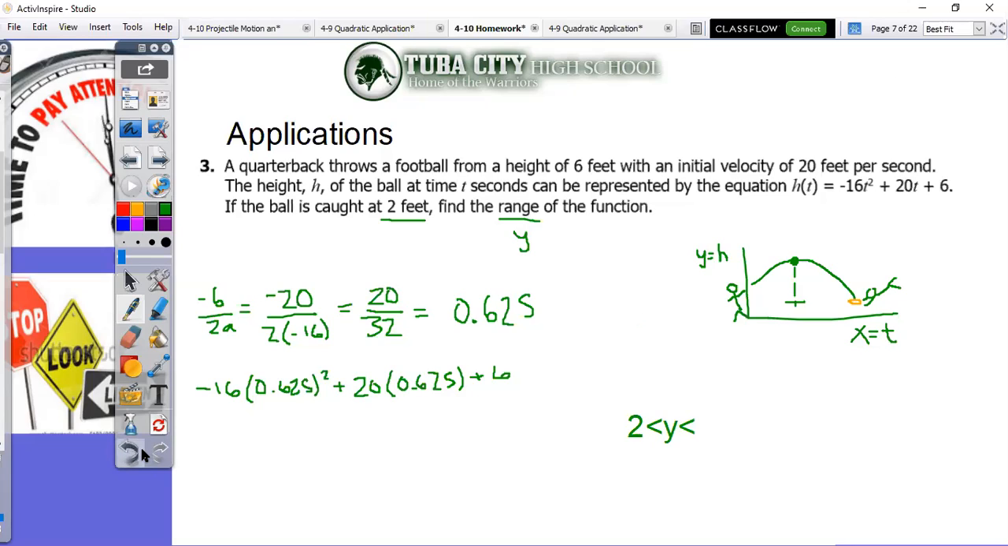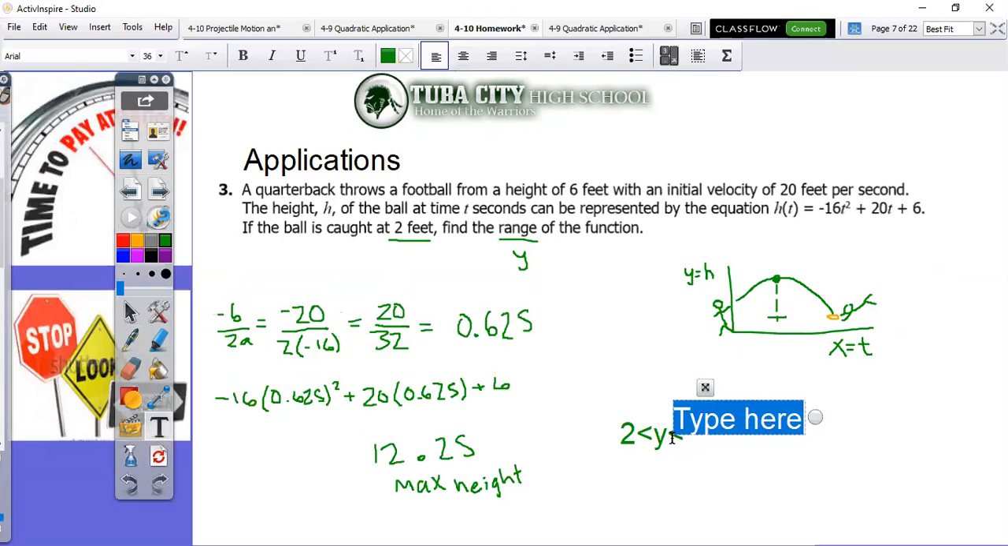Let me go ahead and show what we have. So this is going to be 12.25 is the maximum height. So the ball reached a maximum height of 12.25 feet. So that's about 12 feet 4 inches.